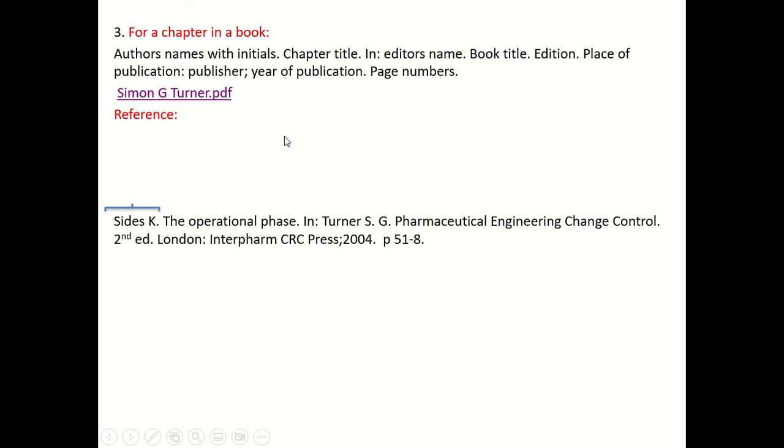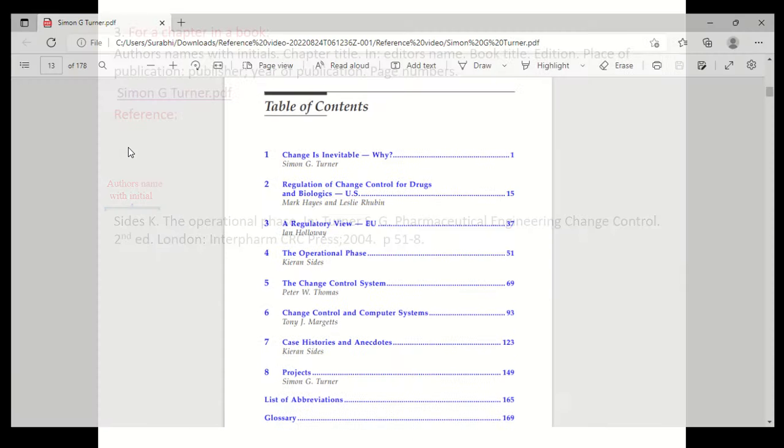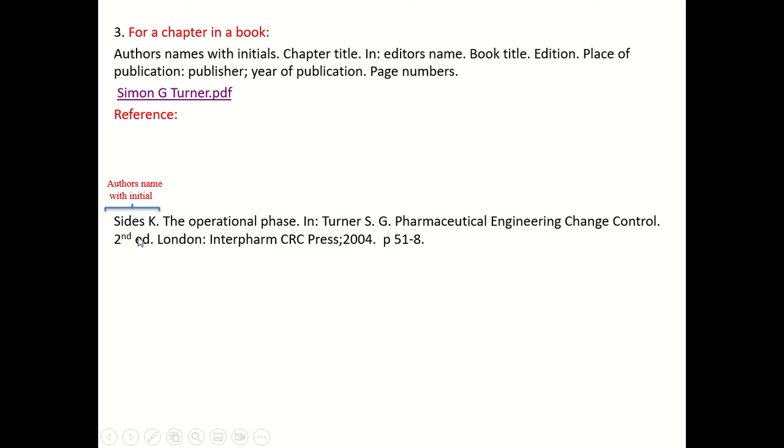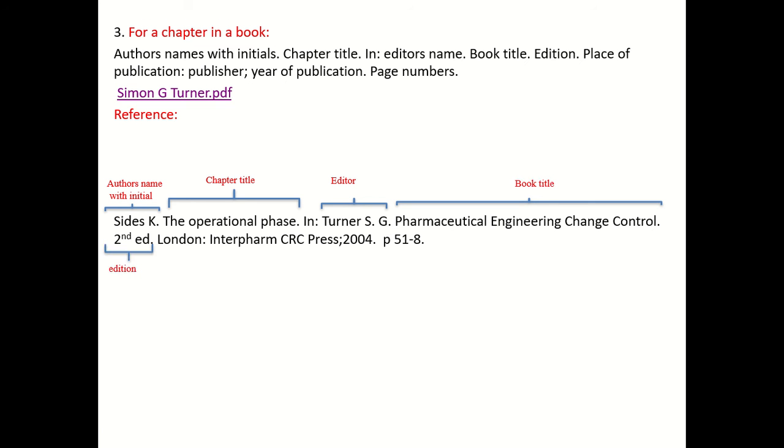So first it is the author's name with initials. Let us see who has written this. Karen Sides has written this chapter, case histories and anecdotes. So we have written his name, Sides K. The operational phase is the chapter title, you can see here. Next is the "in", which stands for who is the editor. Now we have seen Turner SG is the editor, then Pharmaceutical Engineering Change Control is the book title, second edition.